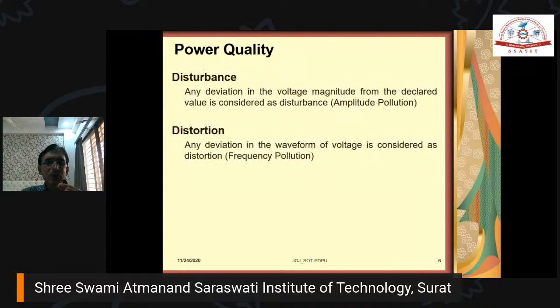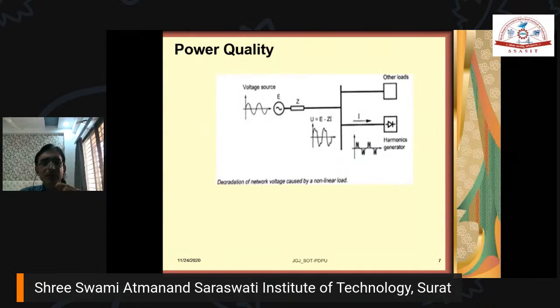Now coming to the next term related with power quality, point of common coupling. You can see here, this is called the point of common coupling. This is the voltage source and this is the system impedance, and therefore the voltage at the point of common coupling is V equal to E minus Z into I. So my question is, what is a point of common coupling?